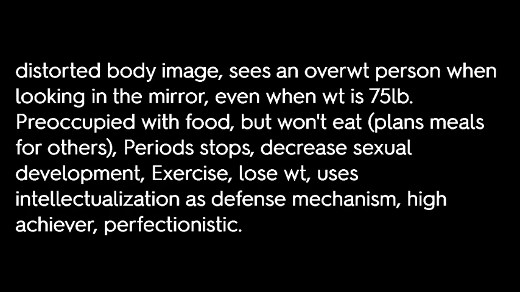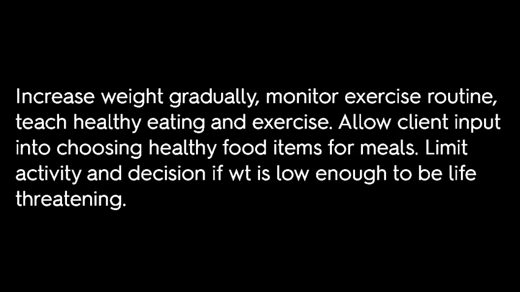What are the SS of anorexia? Distorted body image, sees an overweight person when looking in the mirror, even when WT is 75 pounds, preoccupied with food but won't eat, periods stop, decreased sexual development, exercises, loses WT, uses intellectualization as a defense mechanism, high achiever, perfectionistic. TX of anorexia: increase weight gradually, monitor exercise routine, teach healthy eating and exercise, allow client input into choosing healthy food items for meals, limit activity and decisions if WT is low enough to be life-threatening.